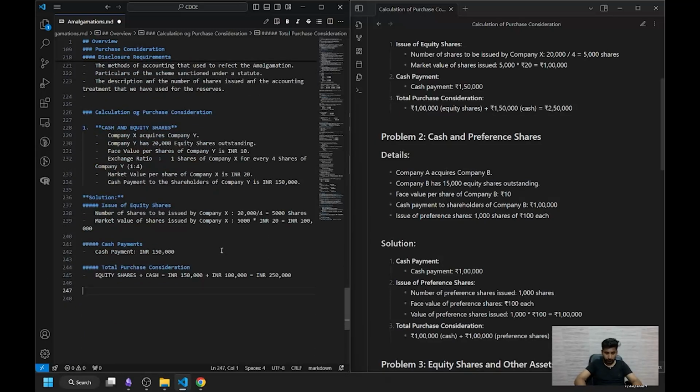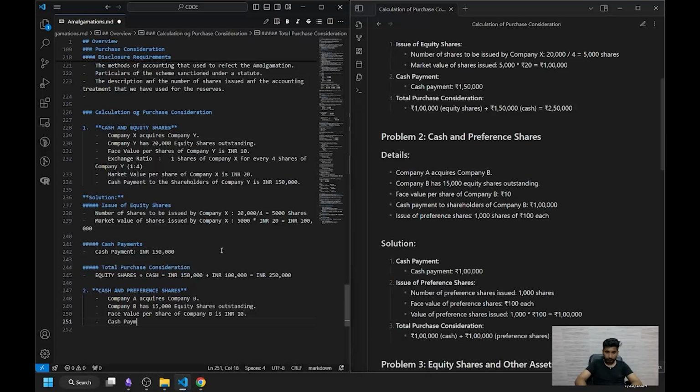Now moving ahead, the second problem states that it is of cash and preference shares. Now here, the details given to us are that company A acquires company B. Company B has 15,000 equity shares outstanding. Face value per share of company B is rupees 10.